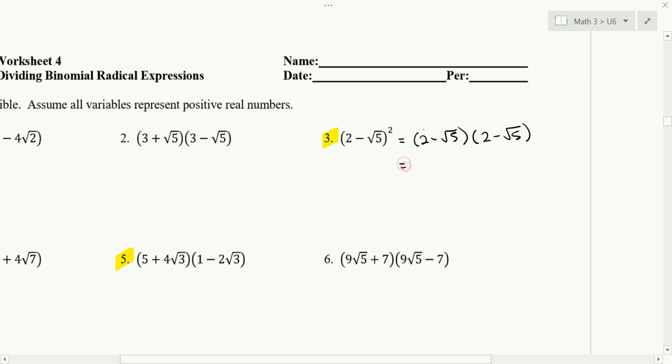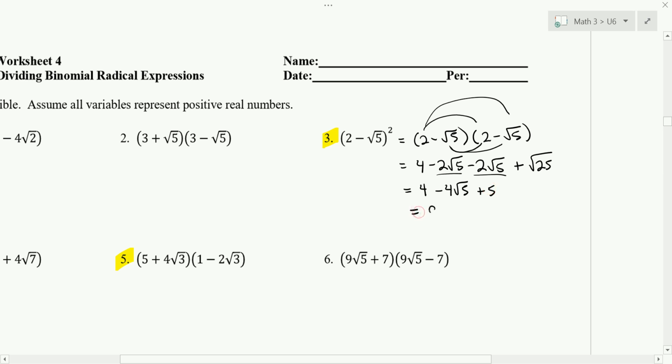And here we're going to distribute 2 times 2, 2 times negative root 5, negative root 5 times 2, and negative root 5 times negative root 5, which is positive root 25. So we get 4. We can add the negative 2 root 5 with the negative 2 root 5 to get negative 4 root 5. And then the square root of 25 is 5. So we end up with the answer of 9 minus 4 root 5.